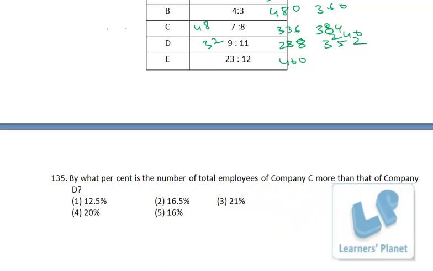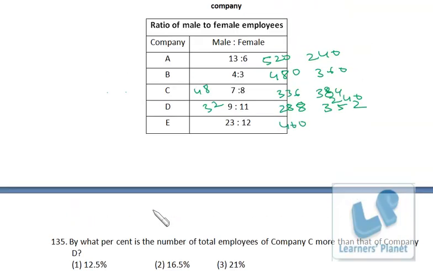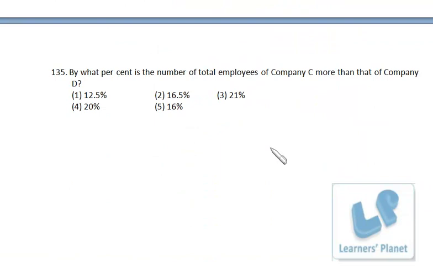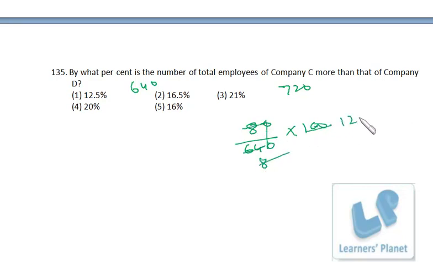By what percent is the number of total employees of company C more than that of company D? Company C total number of employees are 720 and company D it is 640. So 720 and it is 640. So the difference is 80 out of 640 into 100. So it's 12.5%. Okay. I hope that's clear to you.